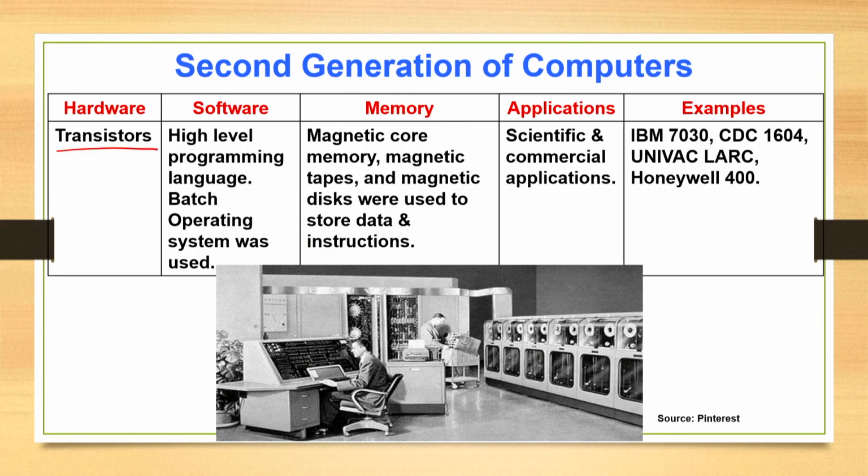This is the picture of a second generation computer. Although its size is less than that of the first generation, it is still very large in size. More space is required to store it, as you can see from the picture or the image itself.